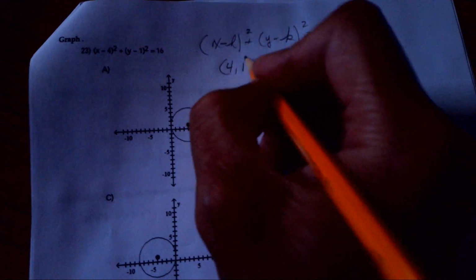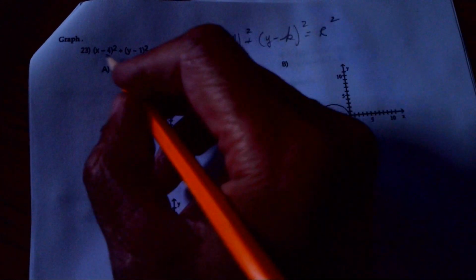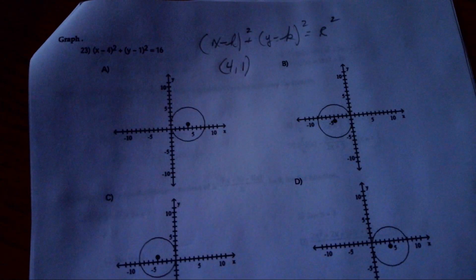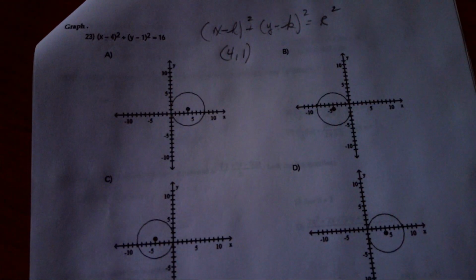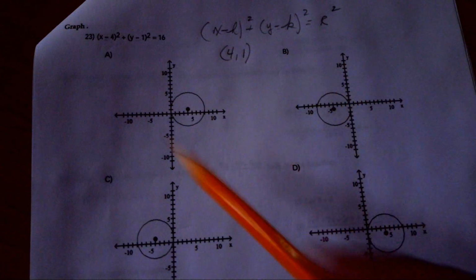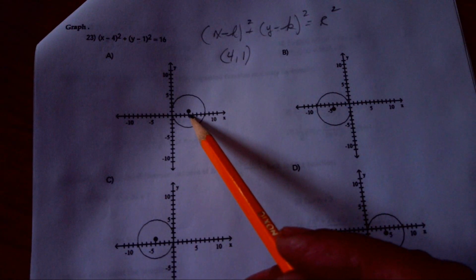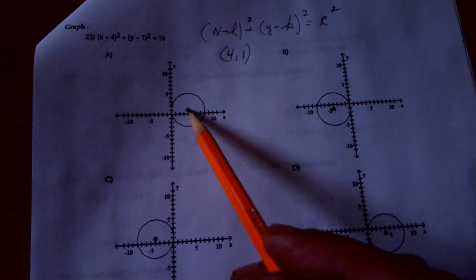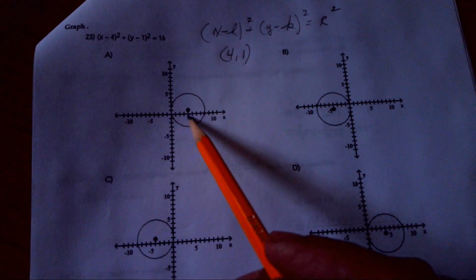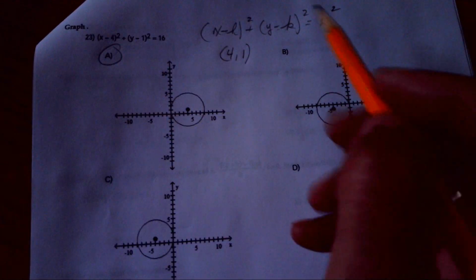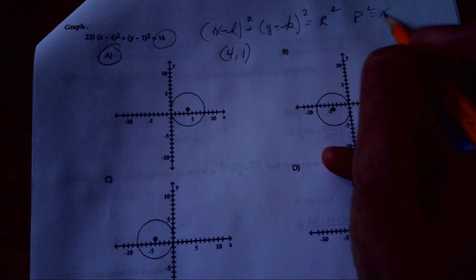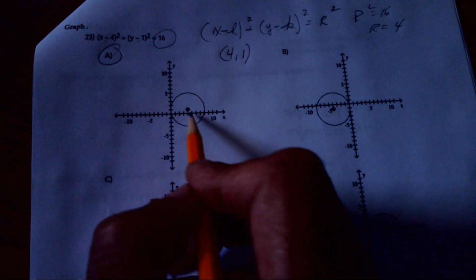If these were pluses, I'd have to change the signs, but it's nice. After the minus sign comes your h. After the minus sign comes your k value. So I'm looking for a circle that has a center at (4, 1), first quadrant. Well, this is the only circle, number 23, that has the center in the first quadrant. There it is, (4, 1), right here, letter A. And if you want to look at this, this is r squared, and if r squared is 16, then r is the square root of 16, which is 4. You can see the radius is 4: 1, 2, 3, 4. Letter A.